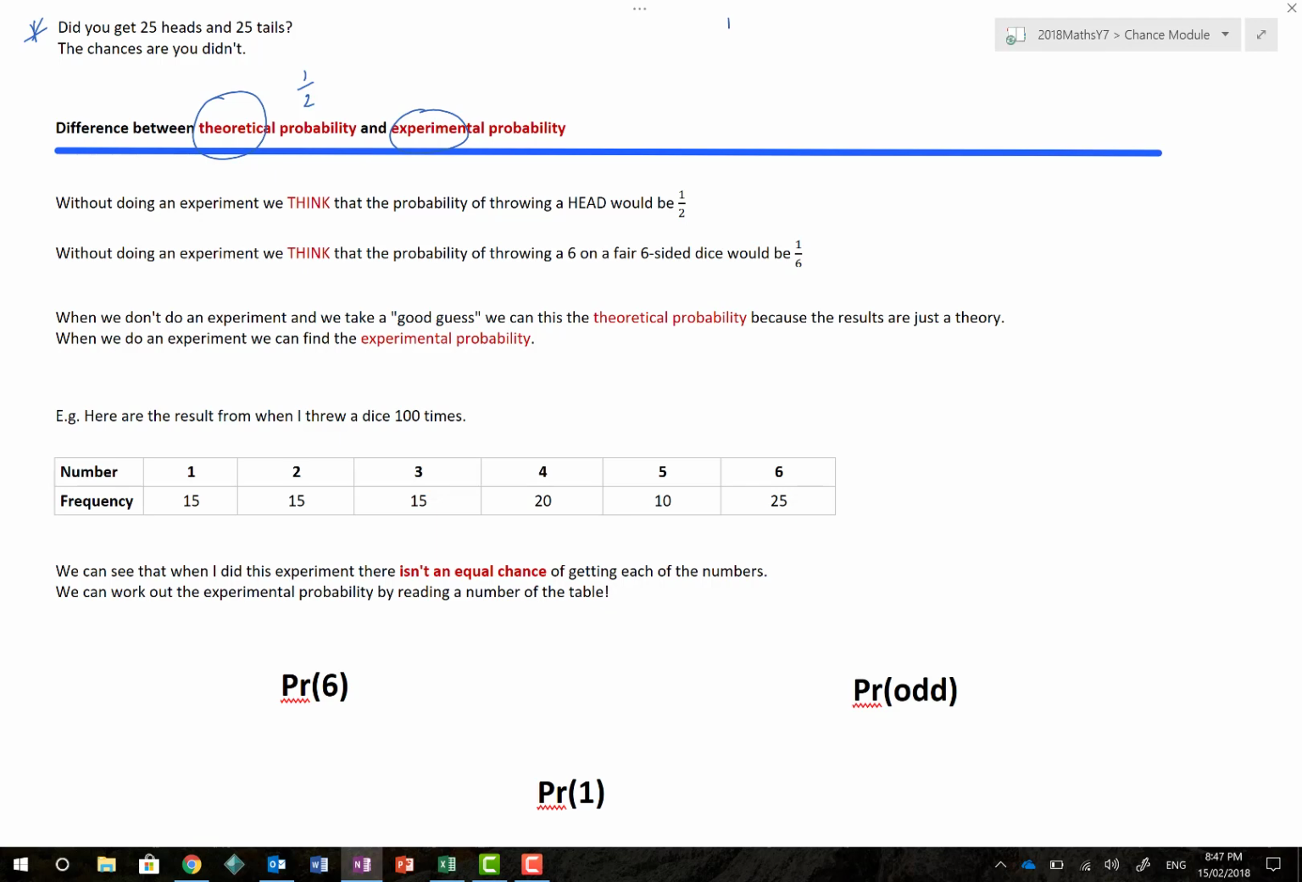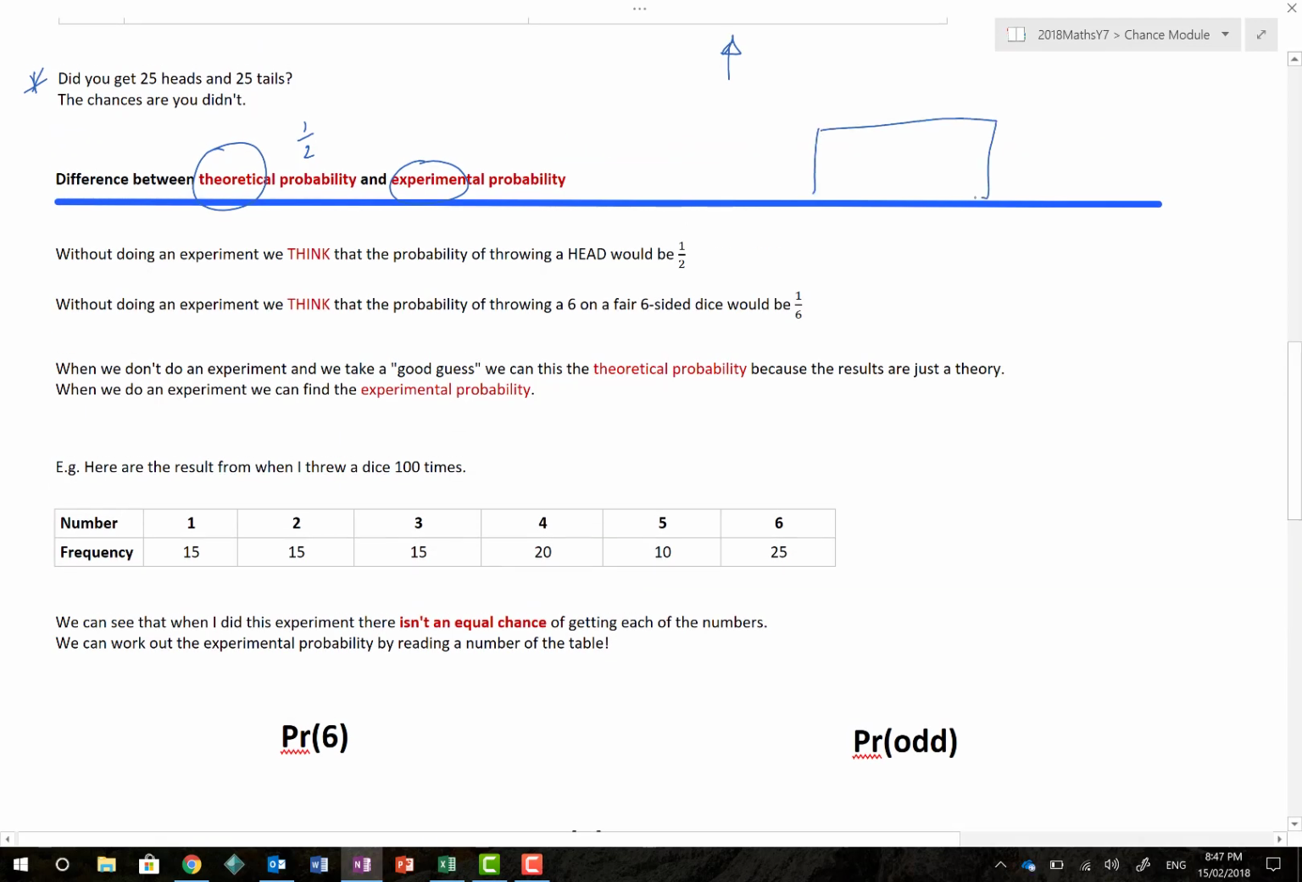So let's actually try and draw a fake table. Let's see whether I've got some results here. So here is my heads, here is my tails, and here is my frequency. Now, you're going to say, what's frequency? I think frequency and tally mean the same thing.